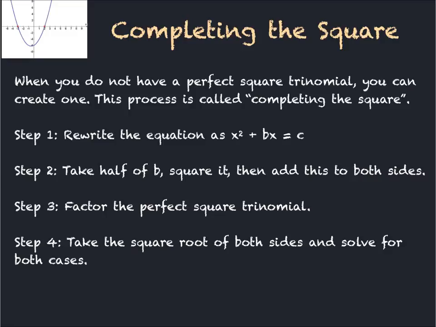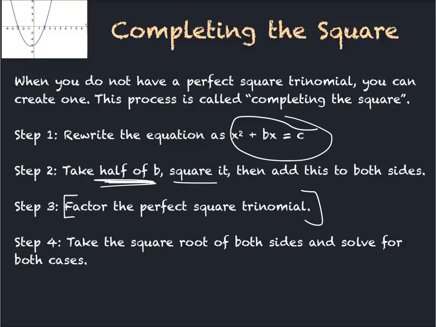So to complete the square, you would first want to write your trinomial in this form right here, x squared plus bx equals c. What you're going to do next is take half of b and square it, then add it to both sides. Then you would factor the perfect square trinomial, and then you would take the square root of both sides and solve for both cases. So go ahead and write all these steps down, and you'll get a better picture of what these steps are actually trying to tell you when we do some examples.